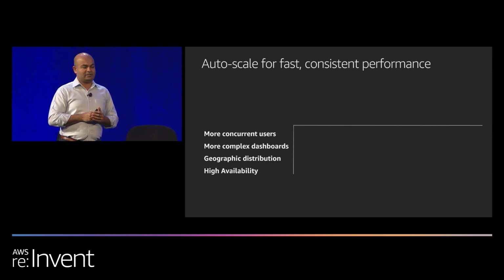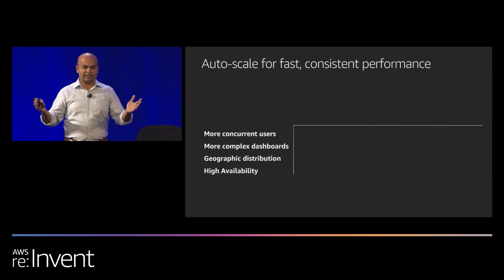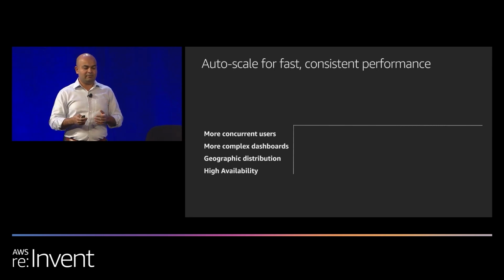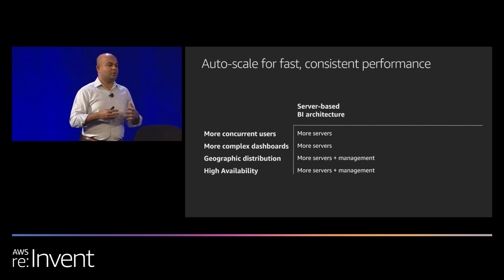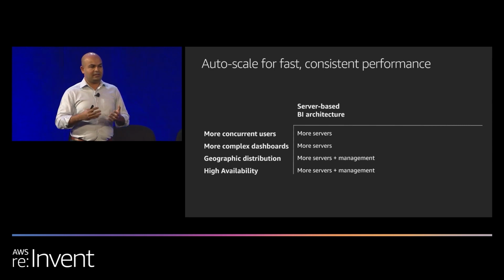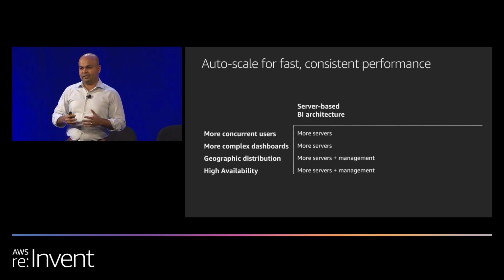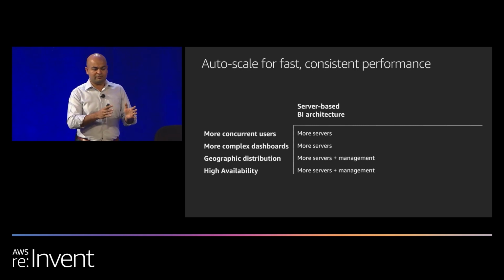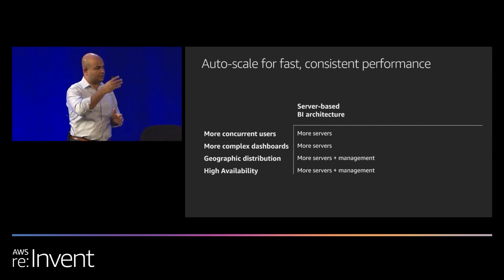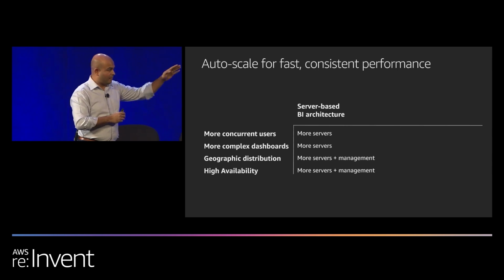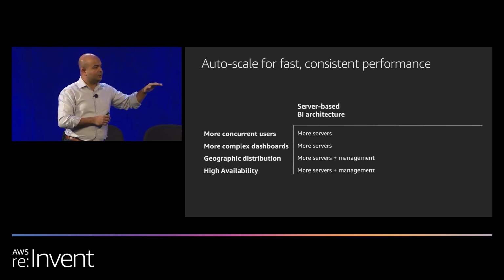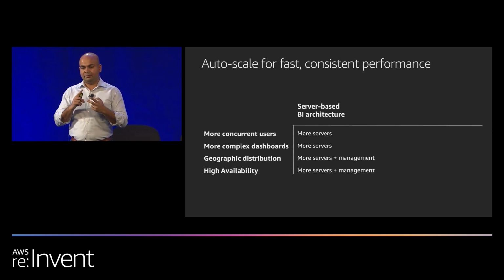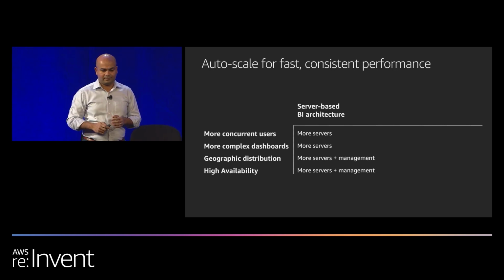And then you have the question of high availability, which as a best practice you typically want in every system that you have, which again means that you have more servers. So a typical BI embedded system that relies on servers has all of these needs. So it typically needs more servers as you go through any of these different criteria. And it also needs management, which means that you actually have time and money that you're investing in here.